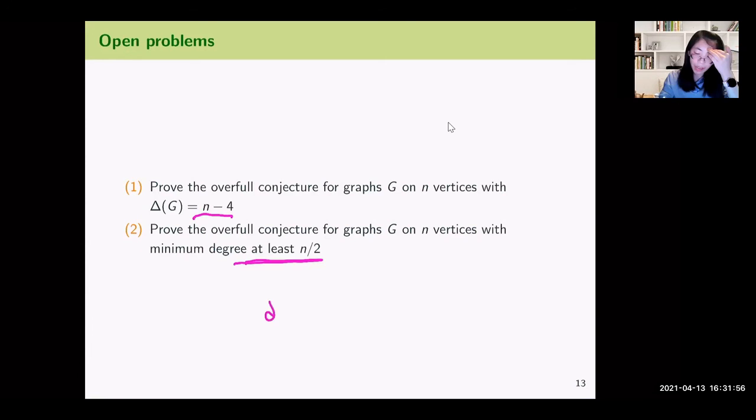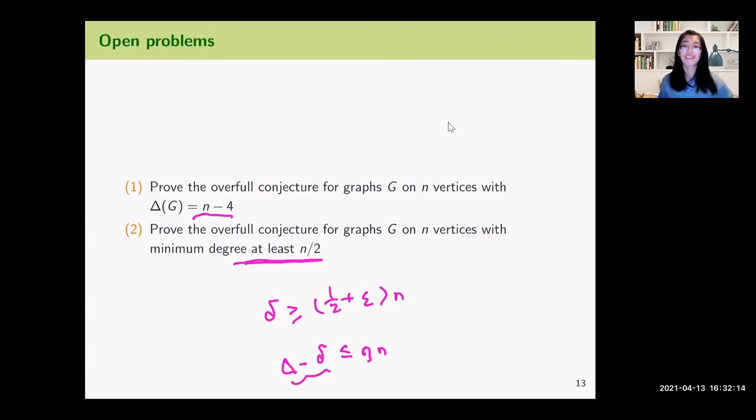If you require delta to be about half plus epsilon n, and the difference between Delta and delta is something quite small, I believe the same approach will work. But the hard part is when the gap between them can be large. So that will be hard.